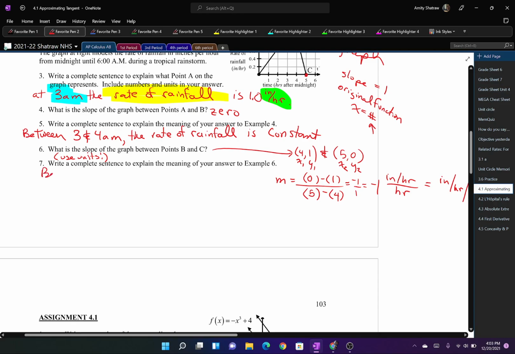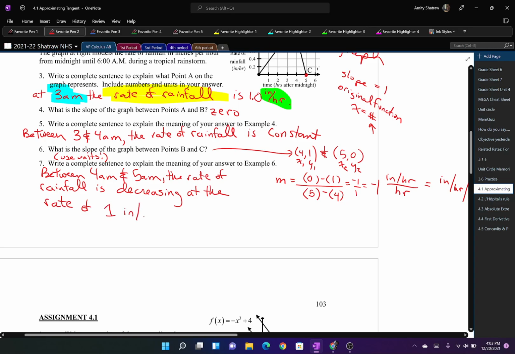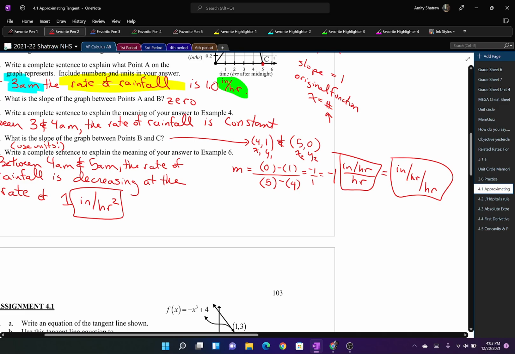And he says, between 4 a.m. and 5 a.m., the rate of rainfall is decreasing. Why decreasing? Because I got a negative number. At the rate of 1 inch per hour squared. That's the final way you could write it. You could write it like this, you could write it like this, or you can write it like this. And this one's more common, but I just wanted to show you where they all came from.